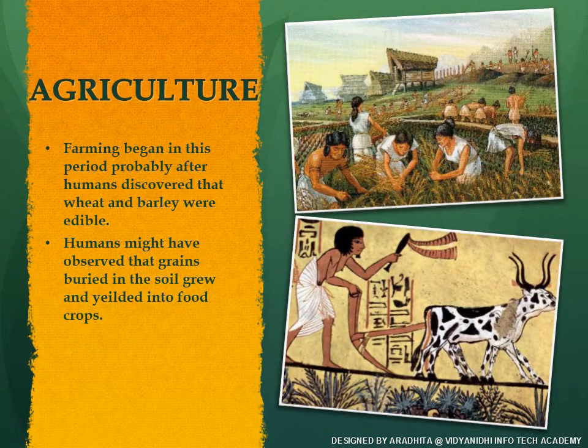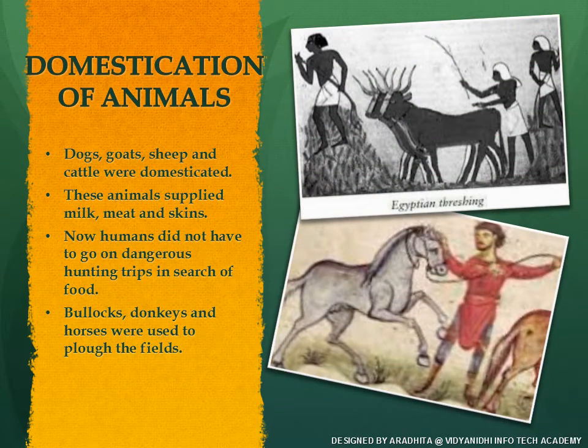Agriculture. Farming began in this period, probably after humans discovered that wheat and barley were edible. Humans might have observed that grains buried in the soil grew and yielded food crops. Domestication of animals. Dogs, goats, sheep, and cattle were domesticated. These animals supplied milk, meat, and skins. Now humans did not have to go on dangerous hunting trips in search of food. Bullocks, donkeys, and horses were used to plow the fields.